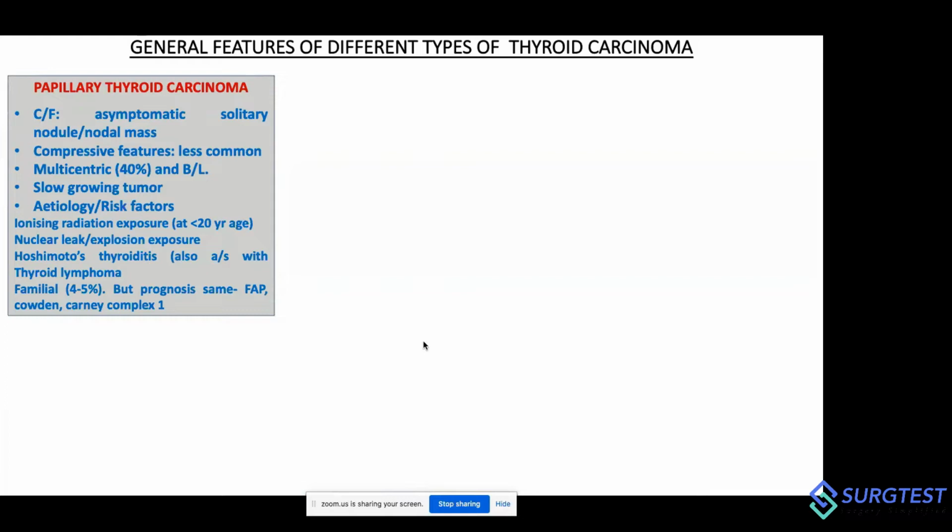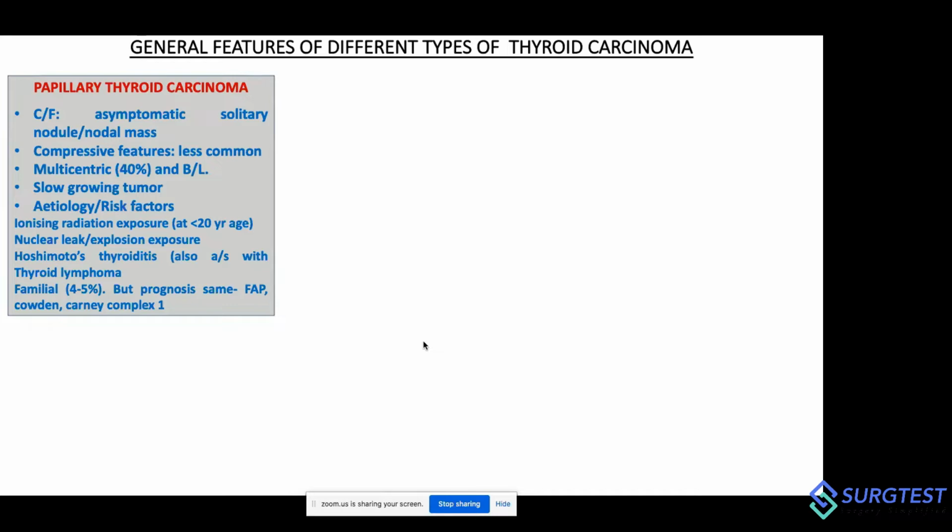The etiologies are ionizing radiation exposure in childhood, nuclear leak or explosion exposure, and Hashimoto's thyroiditis. Hashimoto thyroiditis is also associated with thyroid lymphoma. So the question may be interchanged, that Hashimoto thyroiditis is a risk factor for both papillary carcinoma and lymphoma.